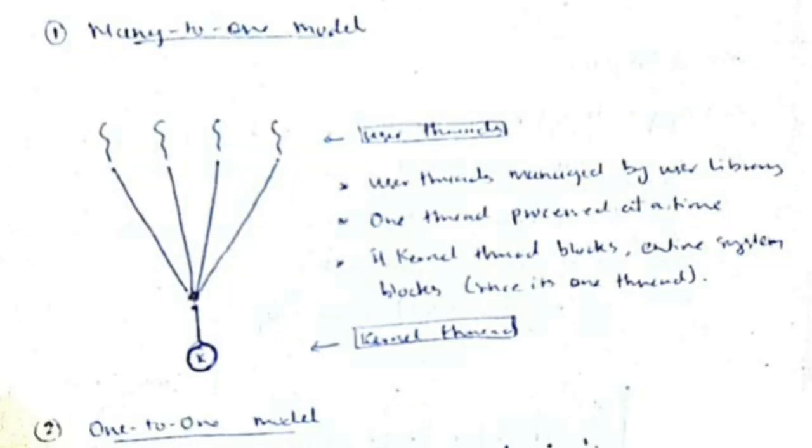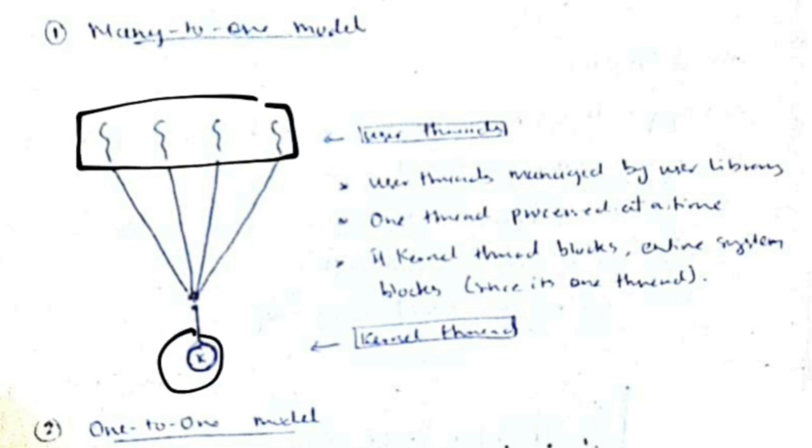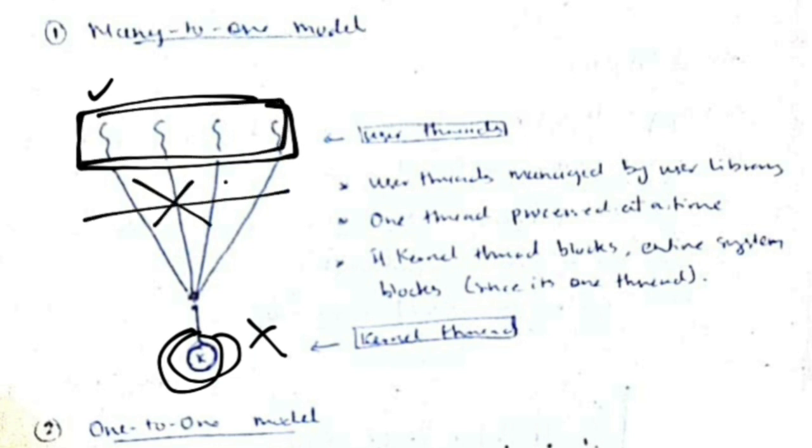First one is the many to one model. Many to one model means there are multiple user threads trying to access one kernel thread. In this case, only one can be processed at a time, and the second disadvantage is that when the kernel thread blocks, the whole process will be blocked. No process will be able to execute its thread unless the kernel unblocks its thread. That's the many to one model.